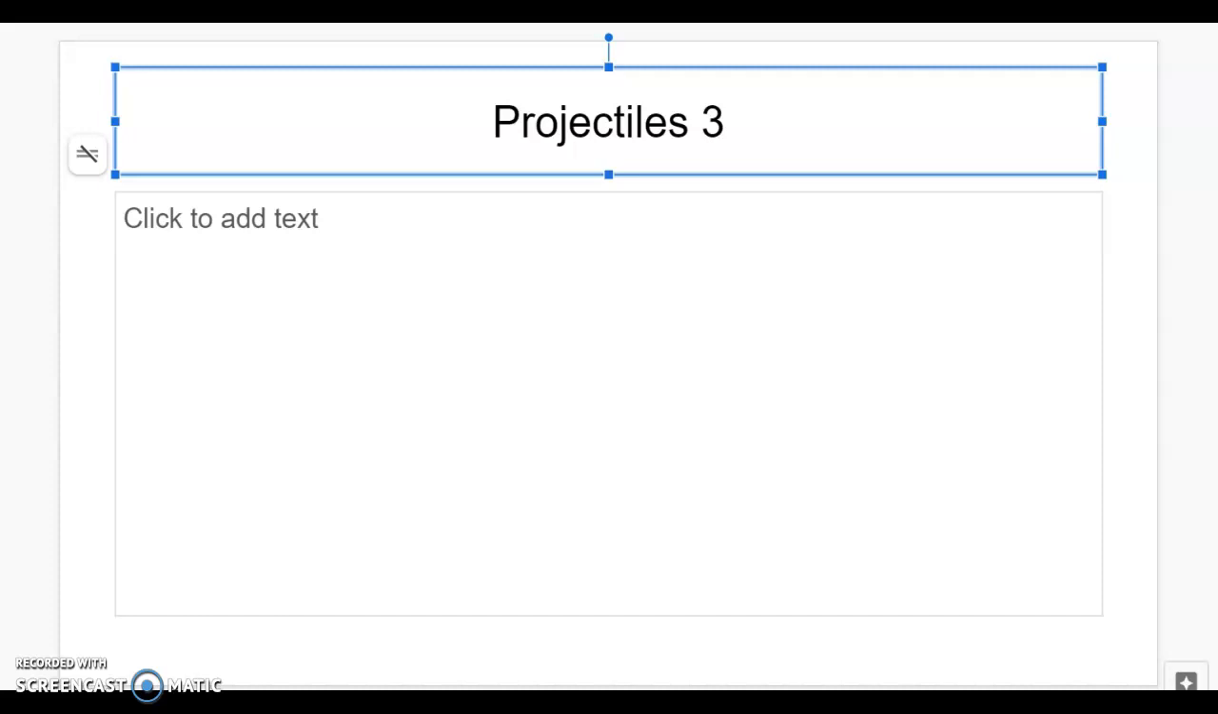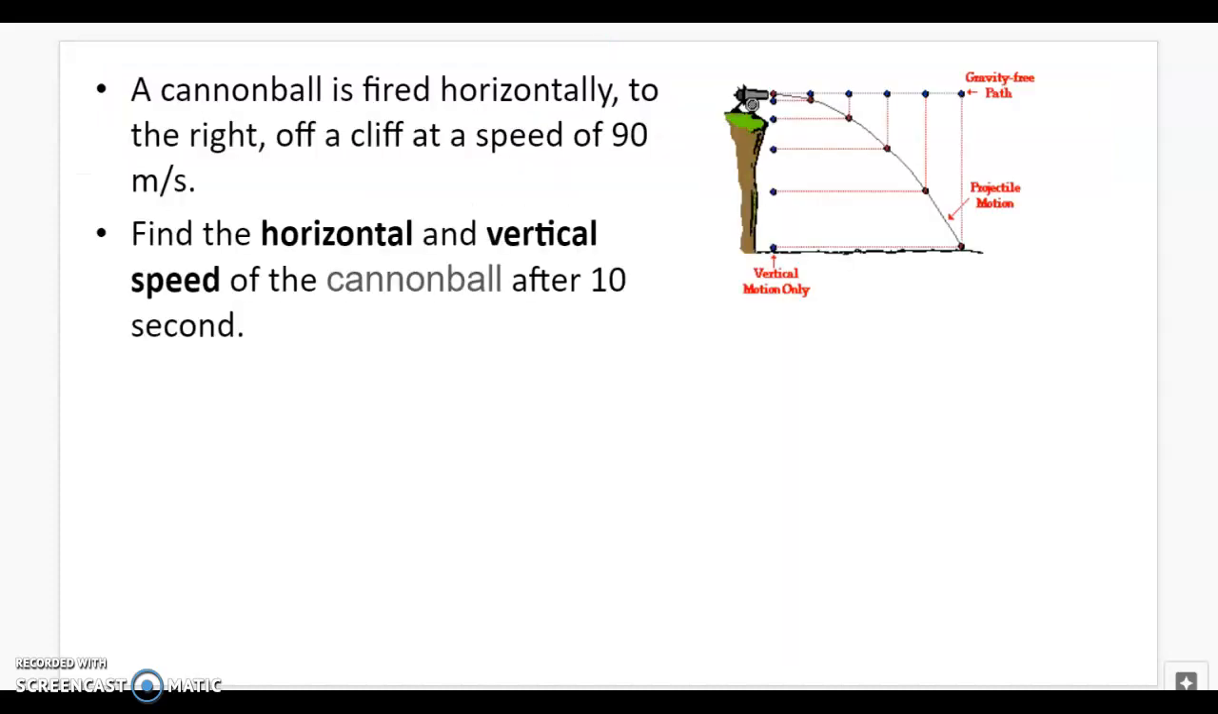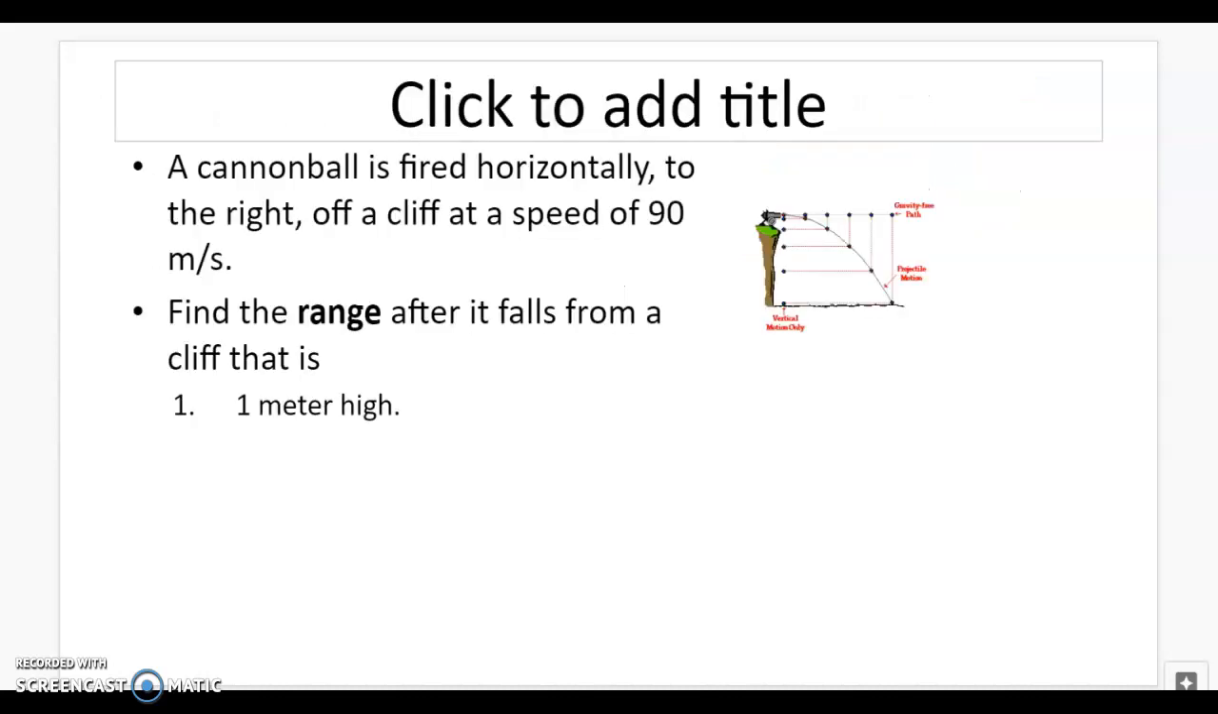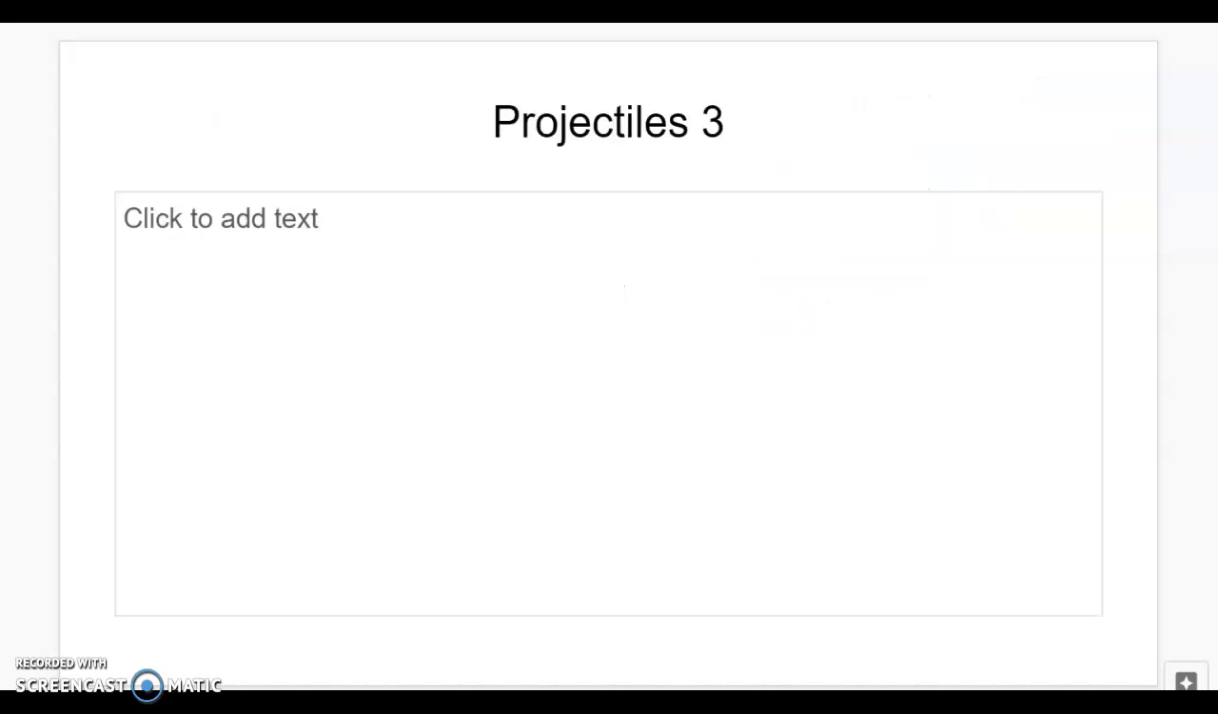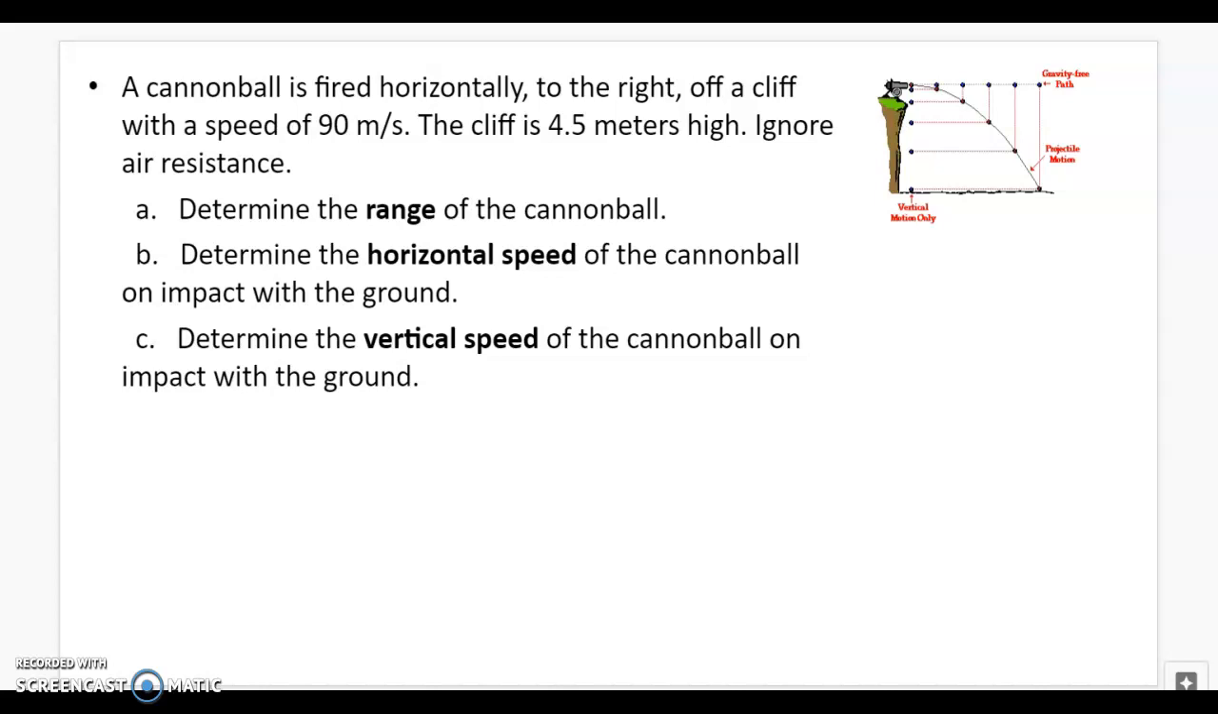We're going to get into projectiles 3. You guys have done other assignments where you have found things like horizontal and vertical speed and range, but now in projectiles 3, we are solving for every single one of those things, but it's going through that same process. So we'll try to make this one really quick.